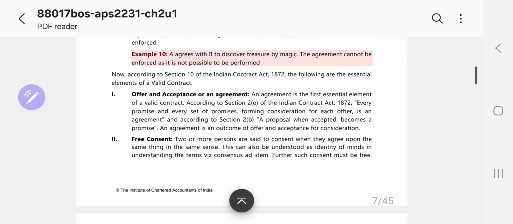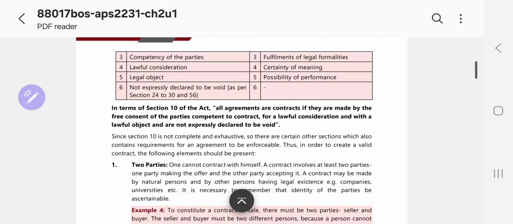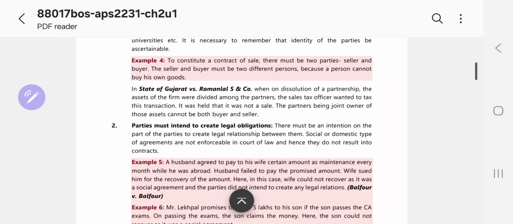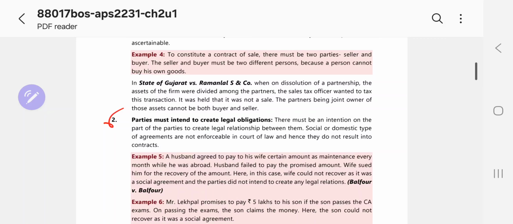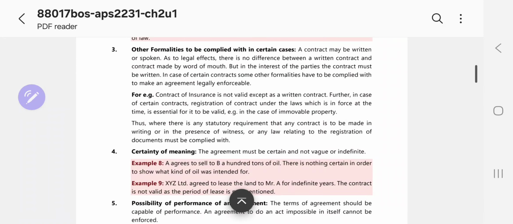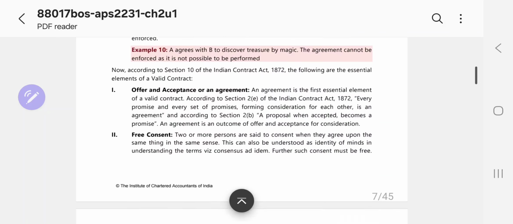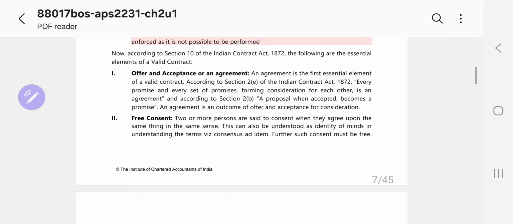Now according to section 10 of the Indian Contract Act 1872, the following are the essential elements of a valid contract. First, here we have seen, apart from section 10, what the essential elements of the contract are. First one is there should be two parties. Second one is parties must intend to create a legal obligation. Third one is other formalities to be complied with in certain cases. Fourth one is certainty of meaning. Then the fifth one is possibility of performance of an agreement. Now we will see what are those essential elements which form part of section 10.